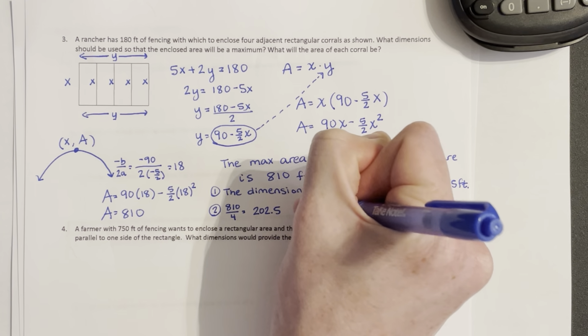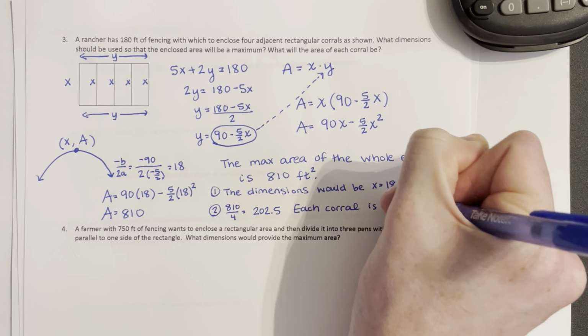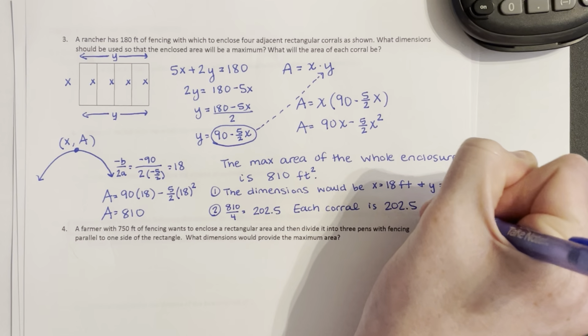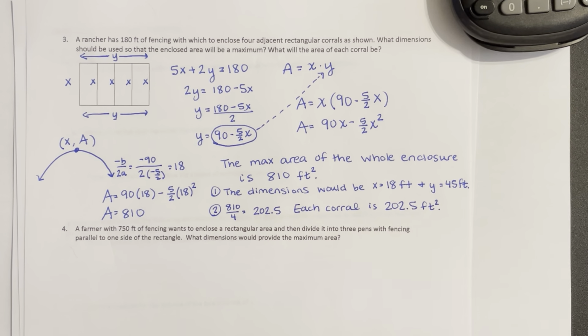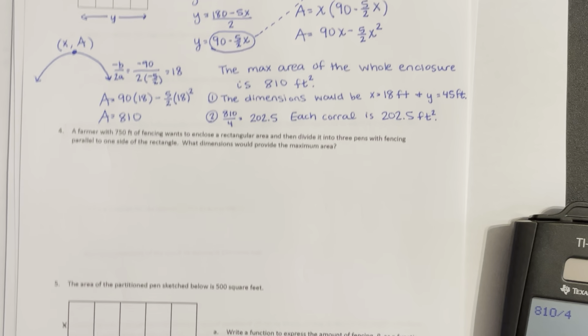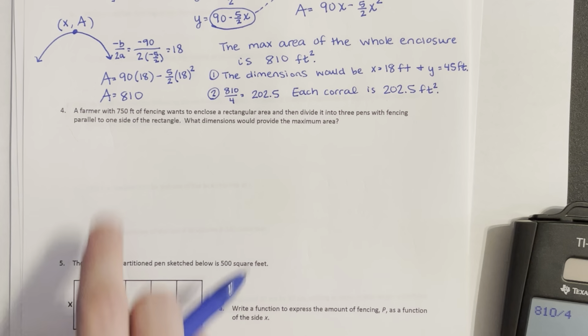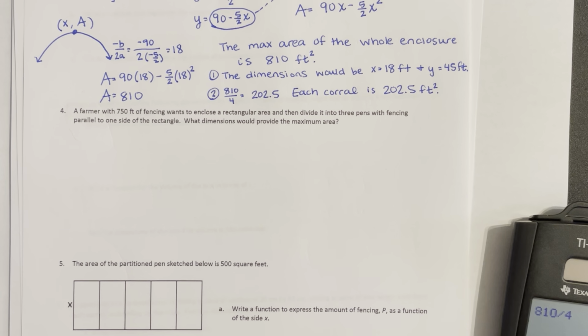So each corral is 202.5 square feet. Okay, number 4. You can pause the video and try number 4 out on your own if you feel like you're ready for it. It's very similar to what we just did with number 3.